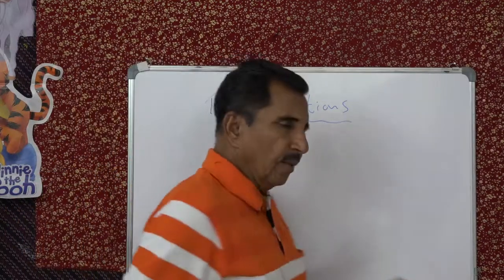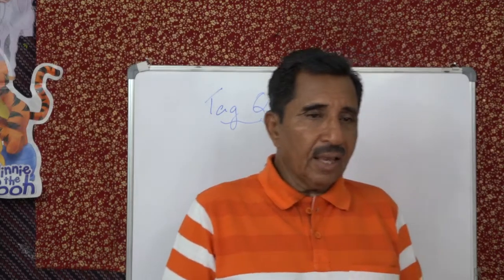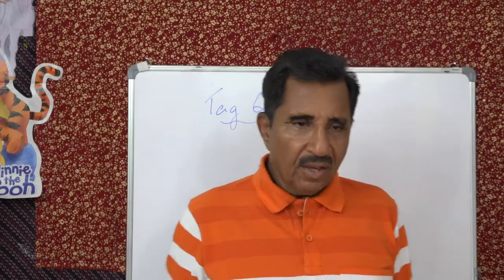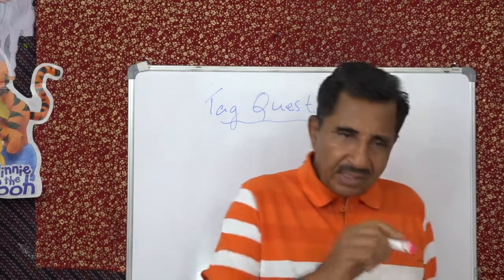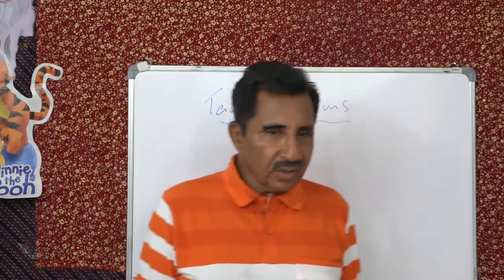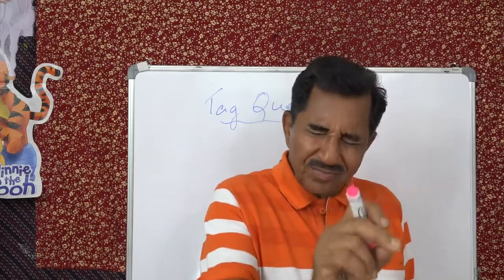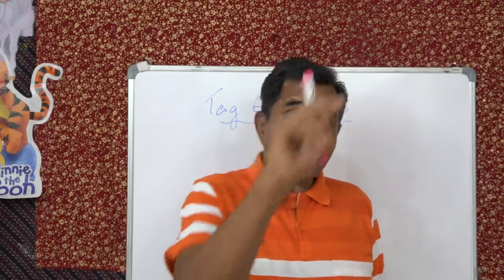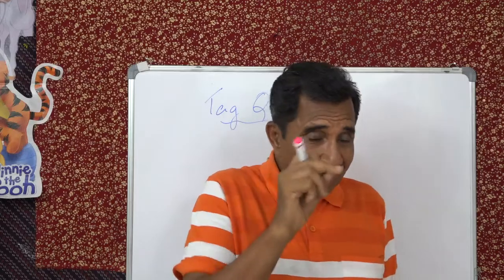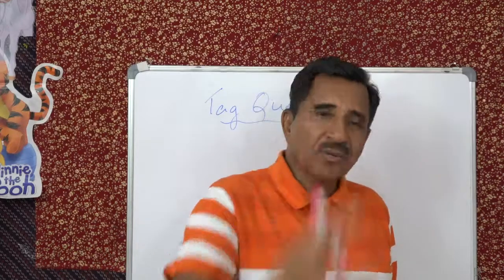Point 1 is positive sentence, negative tag; negative sentence, positive tag. Point 2, auxiliaries repeat themselves in the tag. Other verbs use do, does, did, according to the tense. Point 3, repeat the sentence, put a comma, and write the question tag beginning with a small letter, and then put a question mark at the end. Punctuation is important.